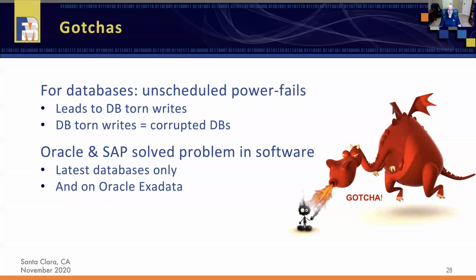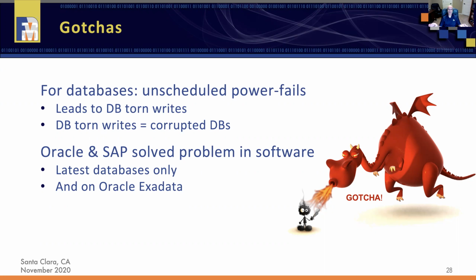Now let's talk about the gotchas. You know, the stuff you learn about after you get nailed. For databases, unscheduled power fails. This can be crucial if you're using, let's say, memory access mode. Let's say you decided you're going to write for MySQL, MariaDB, Enterprise DB, PostgreSQL, a variety of different relational databases.